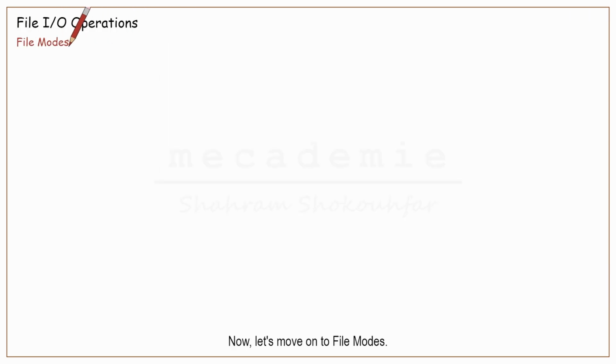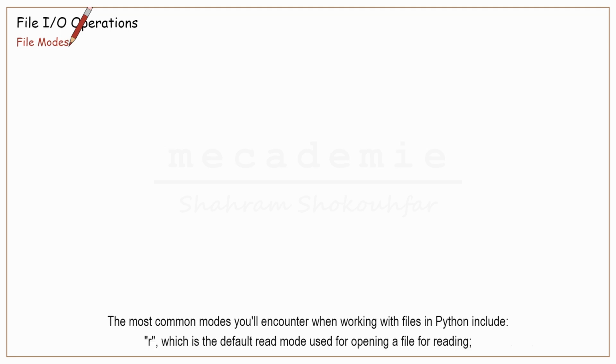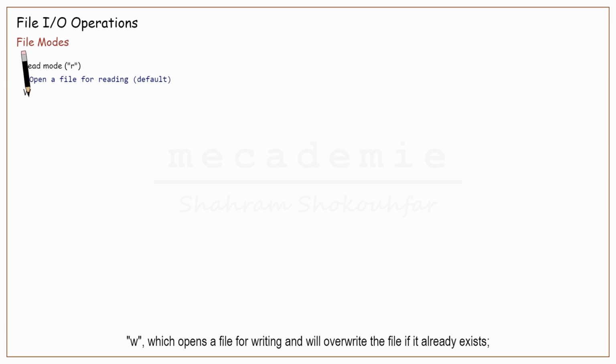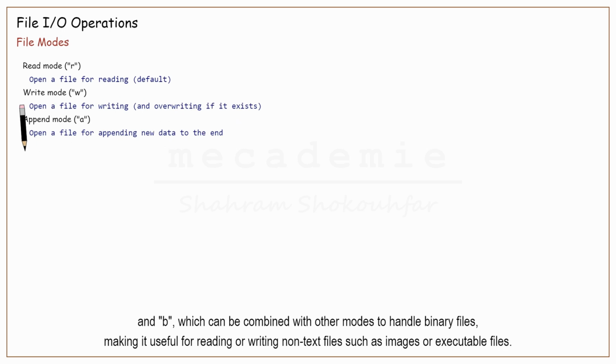Now let's move on to file modes. Python allows us to open files in different modes depending on what we want to do with the file. The most common modes you'll encounter when working with files in Python include R, which is the default read mode used for opening a file for reading, W, which opens a file for writing and will overwrite the file if it already exists, A, which is used to open a file in append mode, allowing you to add new data to the end without overwriting the existing content, and B, which can be combined with other modes to handle binary files, making it useful for reading or writing non-text files such as images or executable files.